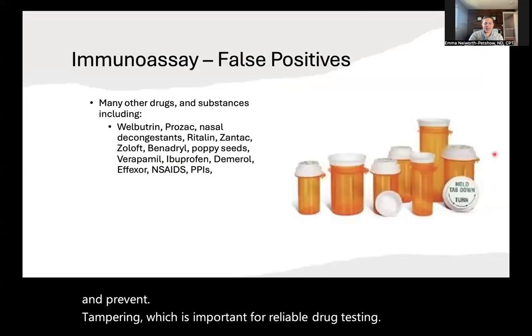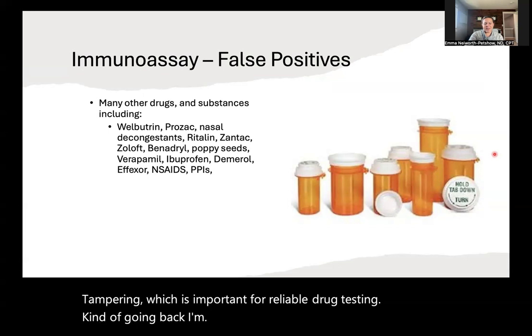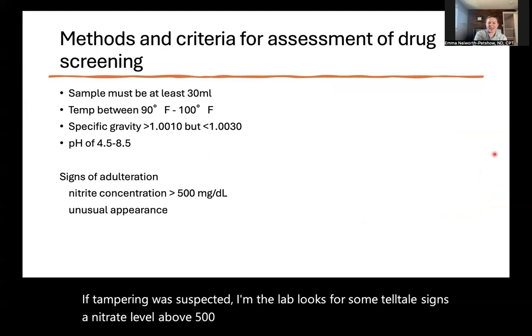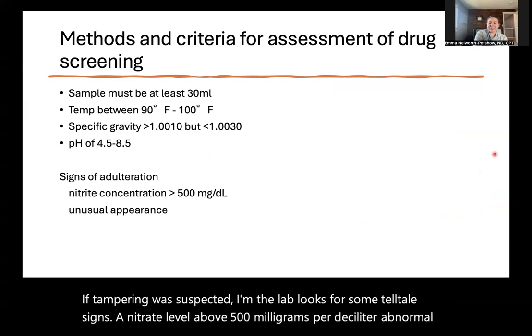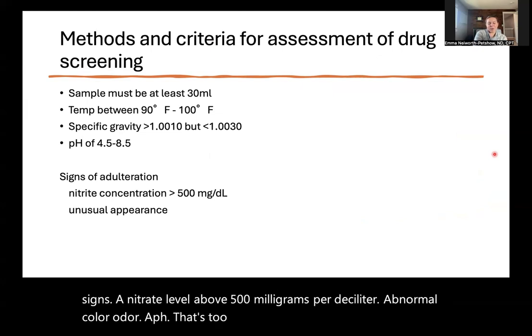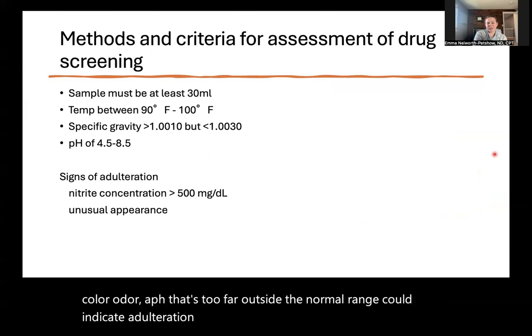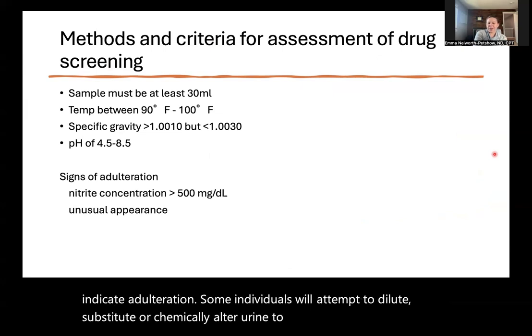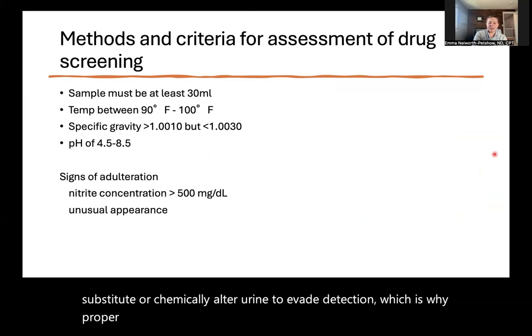Going back, if tampering was suspected, the lab looks for some telltale signs. A nitrate level above 500 milligrams per deciliter, abnormal color or odor, or a pH that's too far outside the normal range could indicate adulteration. Some individuals will attempt to dilute, substitute, or chemically alter urine to evade detection, which is why proper supervision, temperature checks, and integrity testing are really vital.